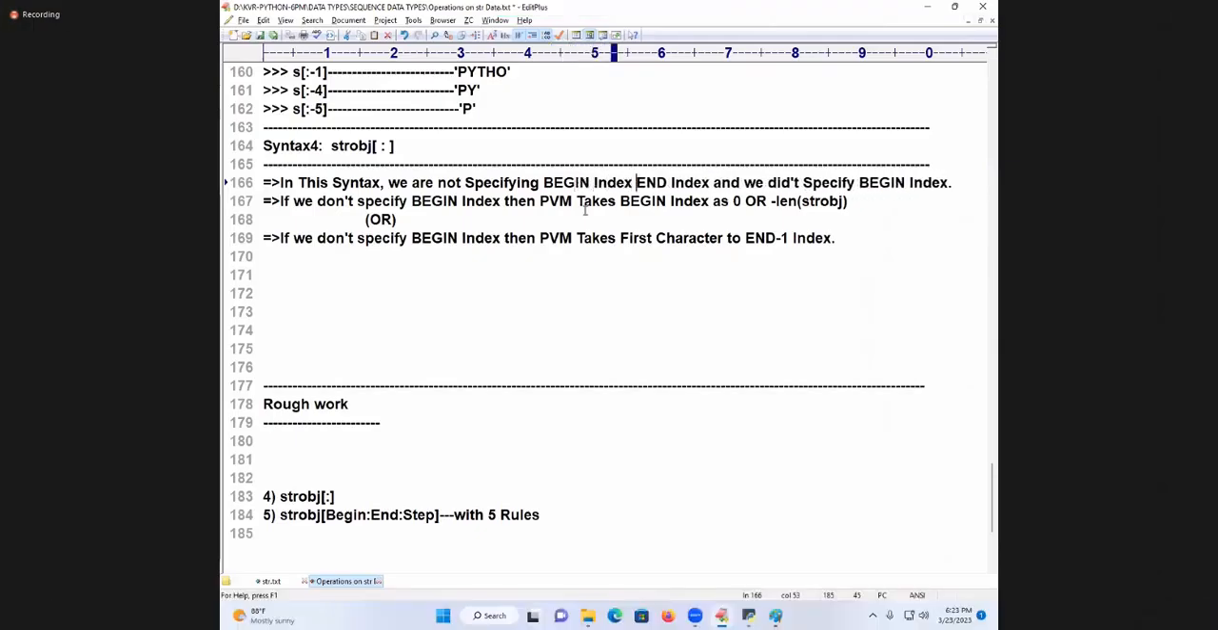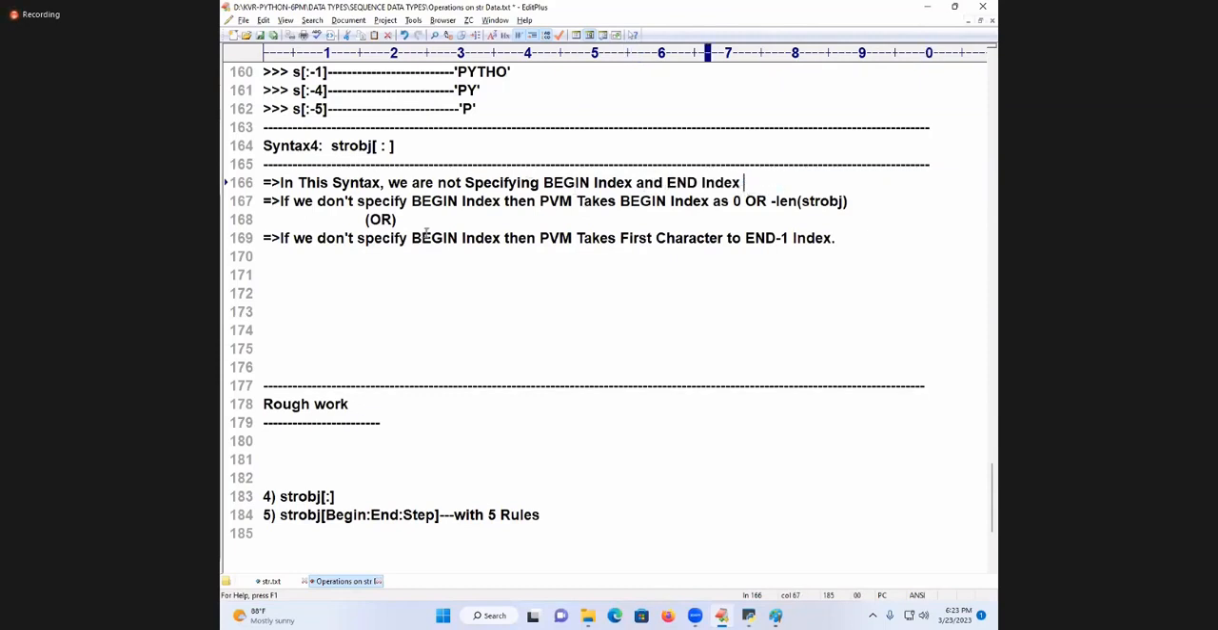Syntax number 4. Now, carefully look. You only will tell me, don't take my help here. What if I did not specify begin, and I did not specify end? I will carry the syntax, students, and you only will tell me what will happen. In this syntax, we are not specifying the begin index and the end index.